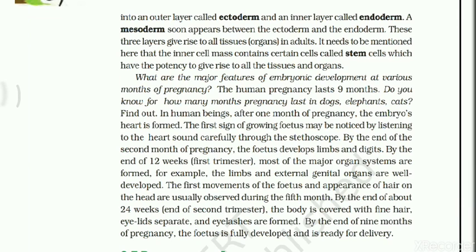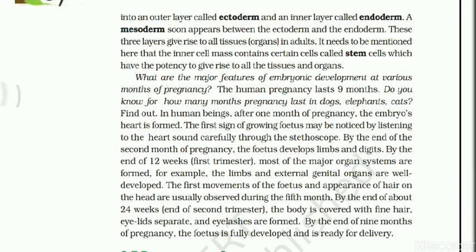So as we discussed many times, we all are differentiated from a single-celled zygote. Okay. So the inner cell mass contains stem cells, and these stem cells are differentiated into different types of tissues, and these different tissues then mature into different kinds of organ systems and organs.